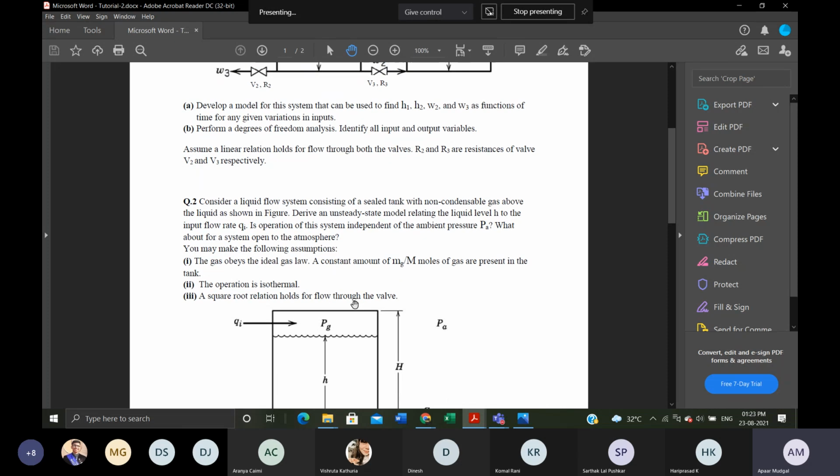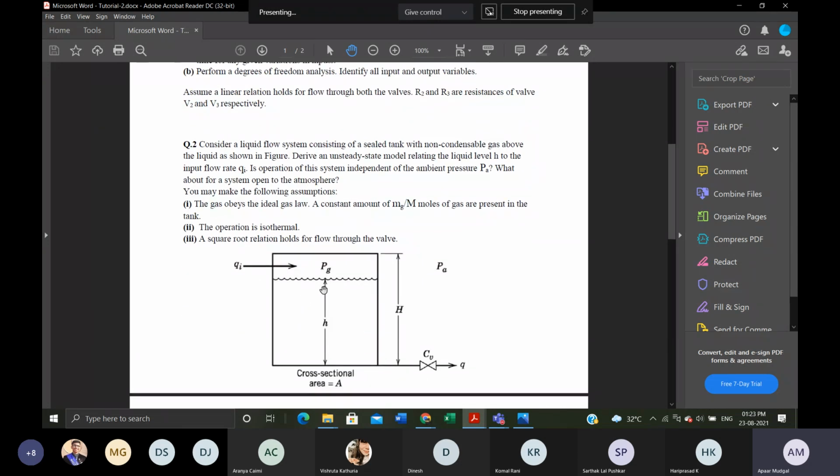The question is similar to the first question, but here we have only one cylinder, and in this question there is a gas at pressure PG up here, and we have to find whether the equation we derive or the operation of the system is dependent on the ambient pressure PA. And we have to also determine if this is dependent on PA if we are dealing with an open system. So start with the mass conservation and use an equation which has been taught to you in the class, which is Q equals CV into root of (P minus PA) by rho.